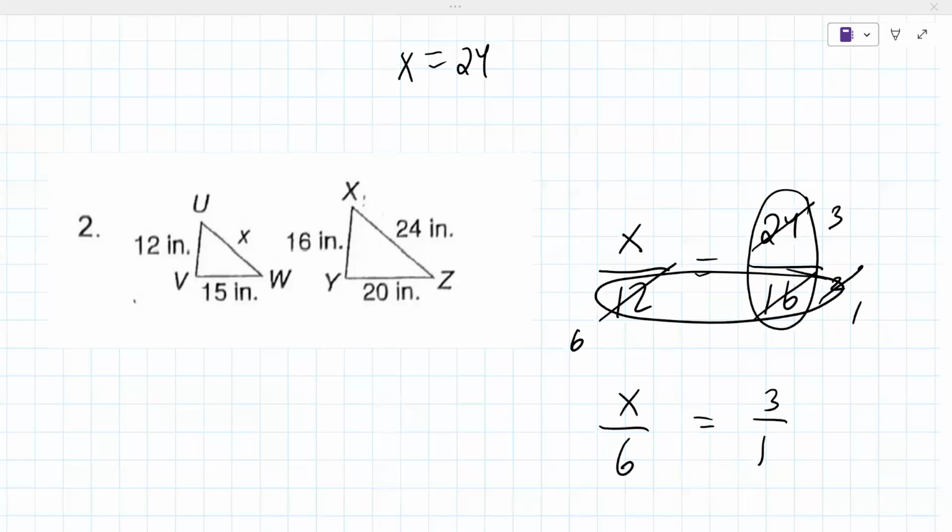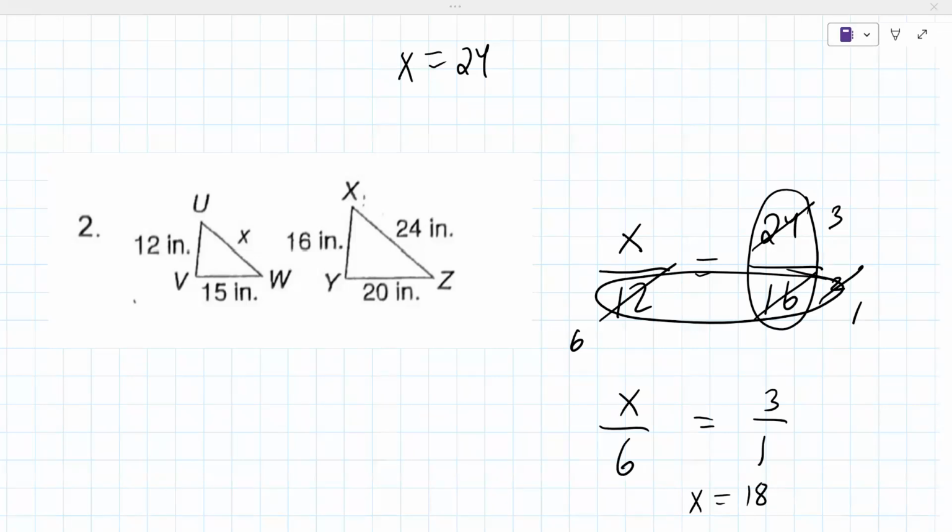So then 1x equals 18. x equals 18. Good. All right. Let's keep going here. Doing great.